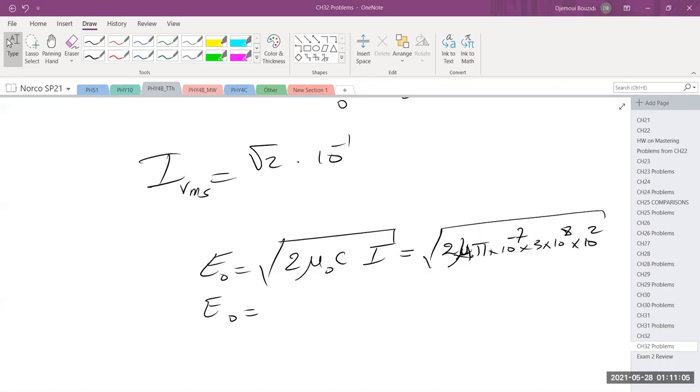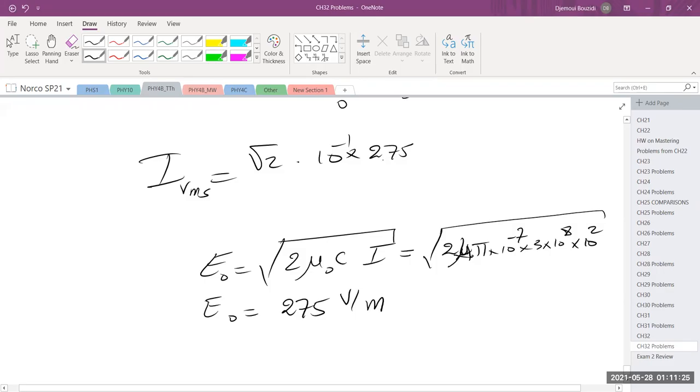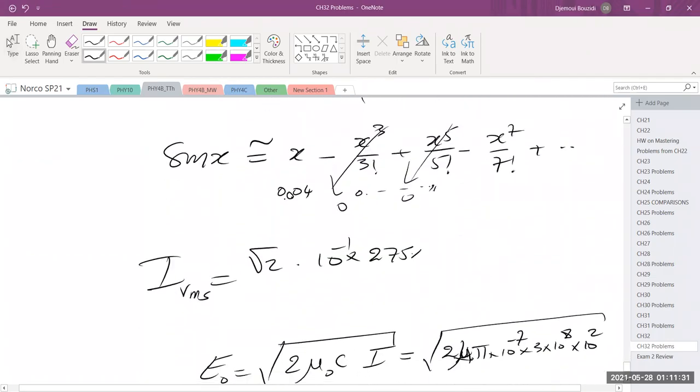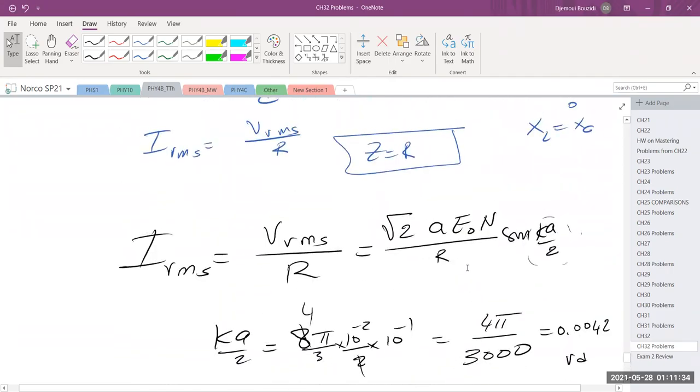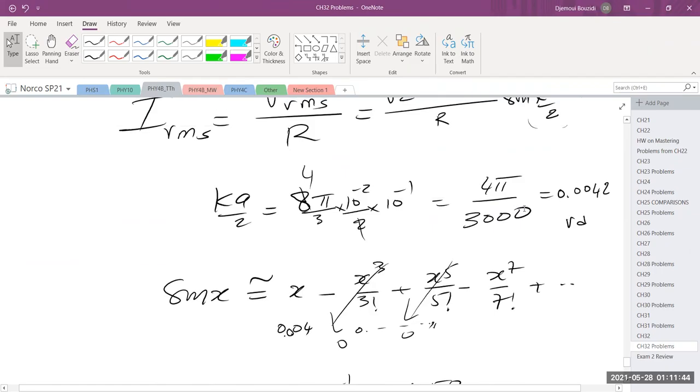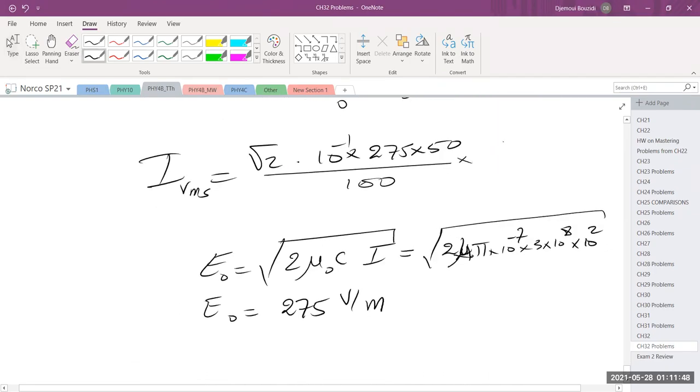So the electric field is 274. How many sig figs do we have in this problem here? We have 3 sig figs, so it's 275 actually, volt per meter. So we need 275 in here. Okay. So that is E naught times N, which is 50 turns, divided by R, and R is 100, the resistance, and times the sine, and I just argued that the sine is the same because it's so small a number. It's 4 pi divided by 3,000. 4 pi divided by 3,000.